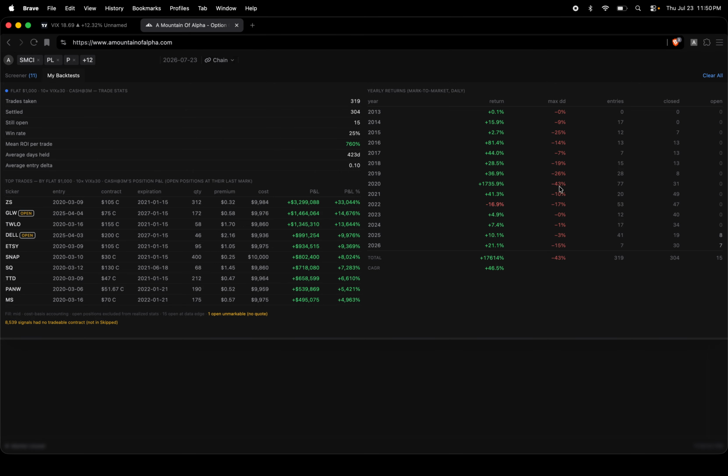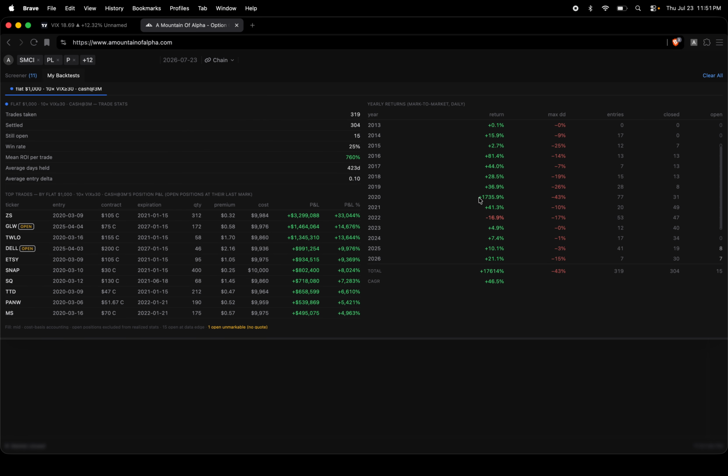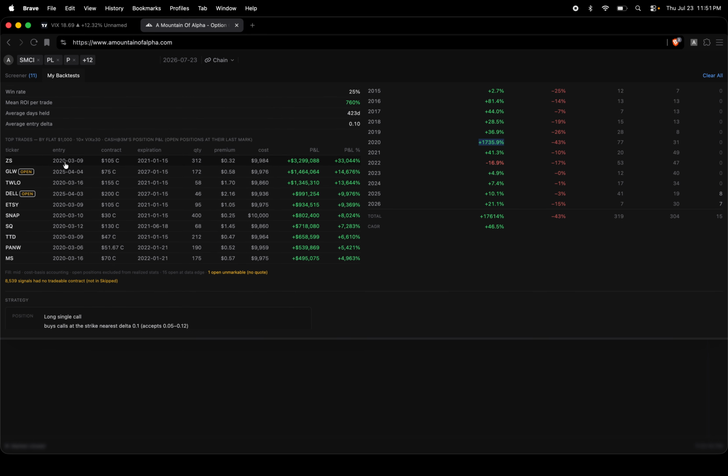Okay, it said 43% during 2020, but I don't see that on the graph, so this is probably plotting the cash position NAV. It's not actually plotting the portfolio's return profile, so that's probably a bug. But you could see the outlier it made in that year because you essentially bought the COVID dip.